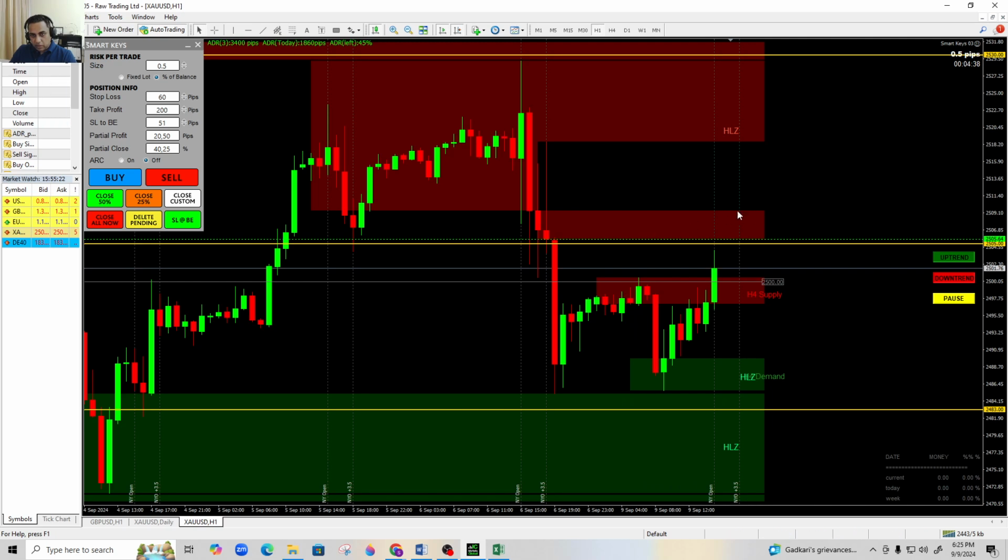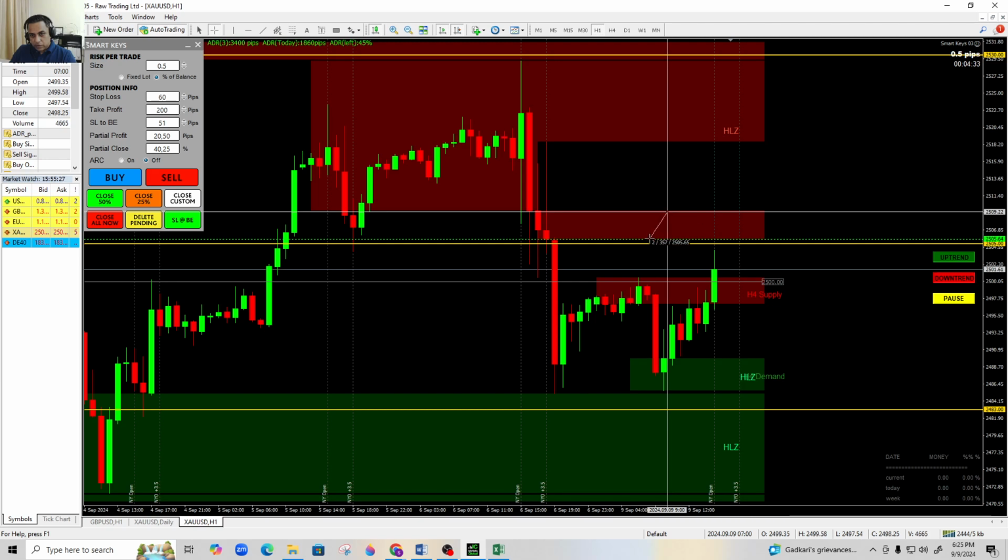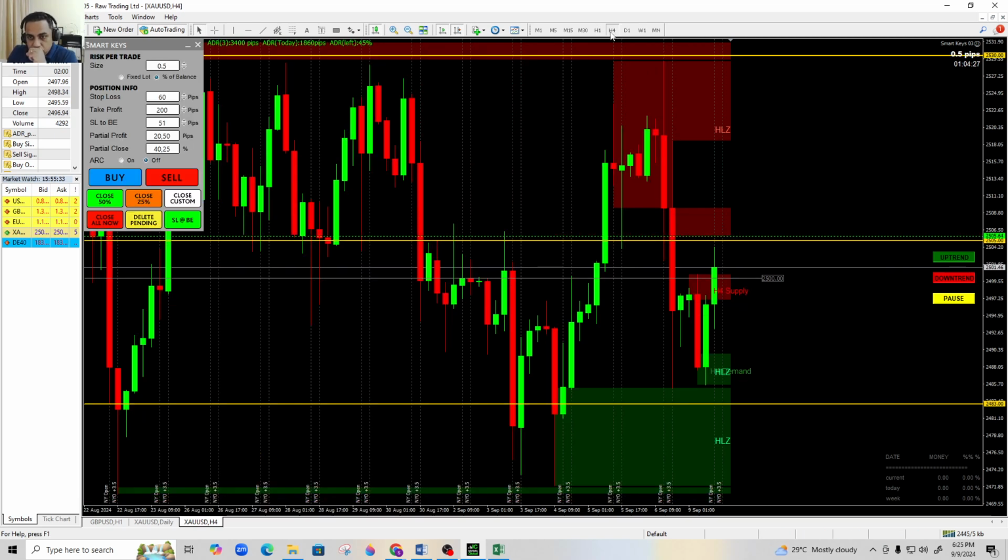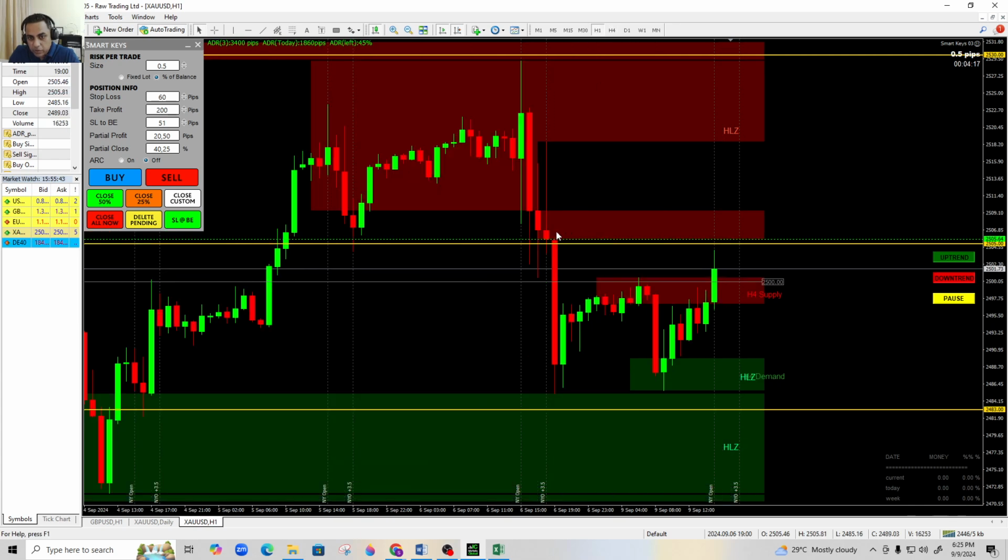But still, I would like price to get up higher. It's about 35 pips away from here. I would like it to get up here, in this area, in this candle. This is the area that I'd like price to go up to, because there's a wick here.